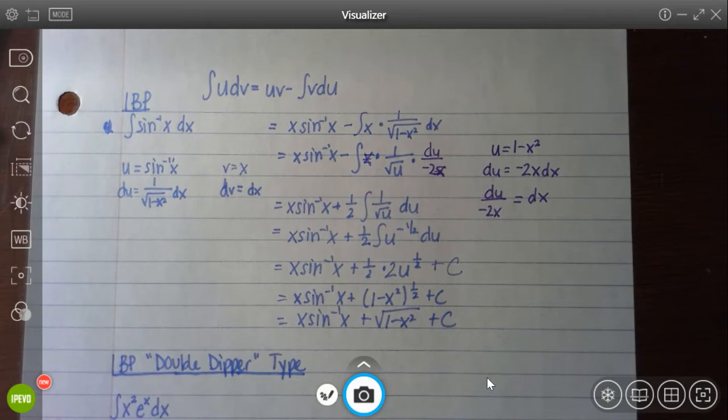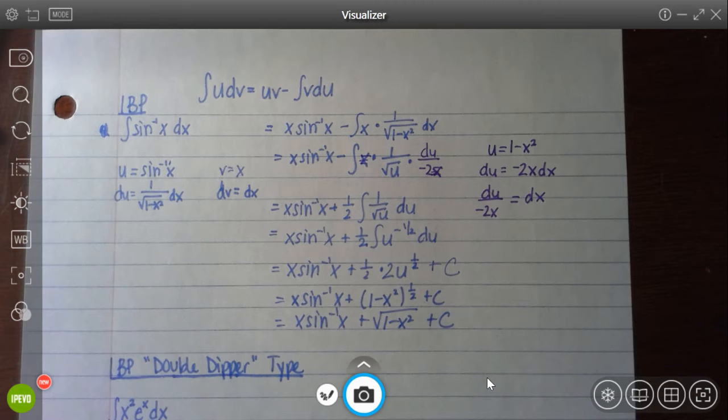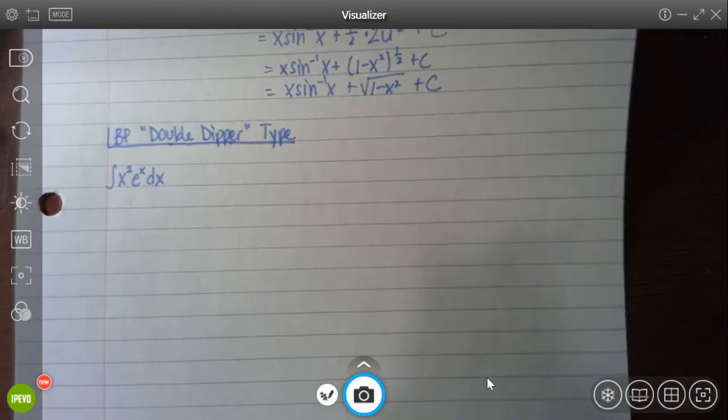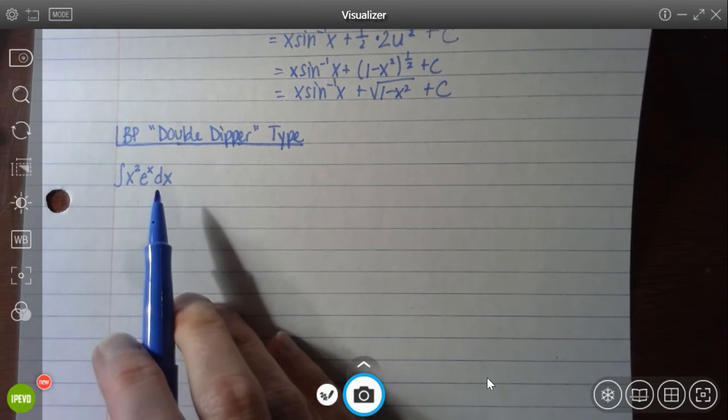Now, sometimes as we're going through the integration by parts technique, you might go ahead and create a new integral that is simpler than what you started with, but yet you're not able to anti-differentiate. So sometimes you might need to use what we call a double dipper type of technique, where you don't just do integration by parts one time, you actually have to do it 2 times. So this right here is going to be an example of our double dipper type of problem.